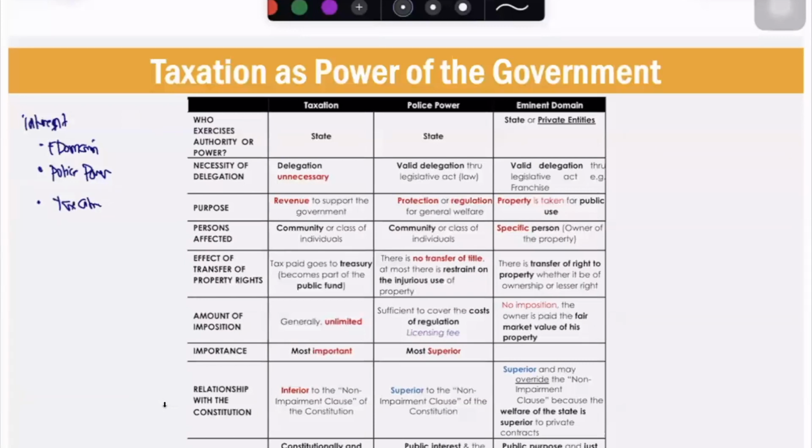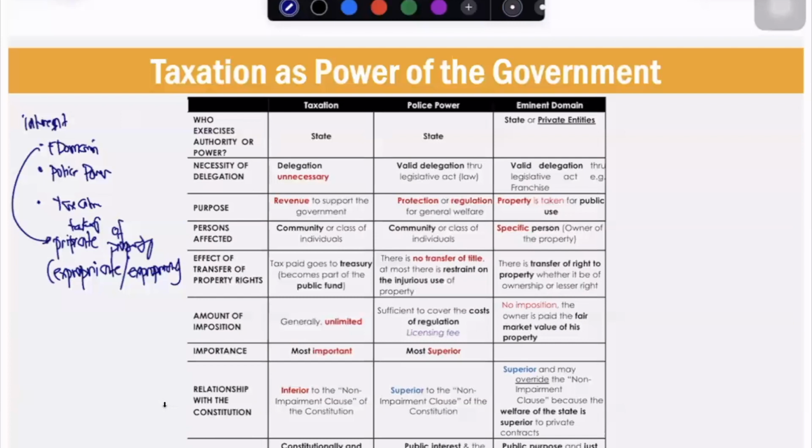So first, eminent domain. When we say eminent domain, this is the power to take private property for public use upon payment of just compensation. Generally, you know this one as the power to expropriate, or your expropriation. That is your eminent domain.